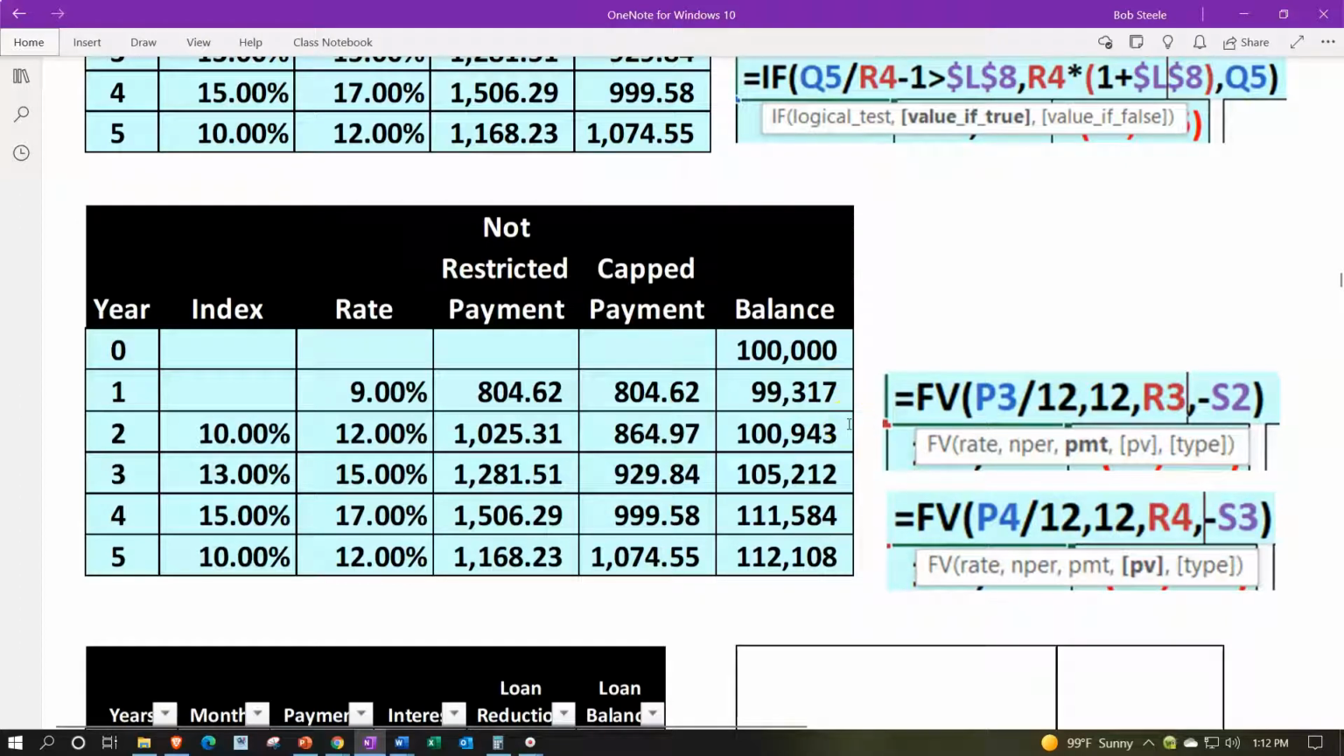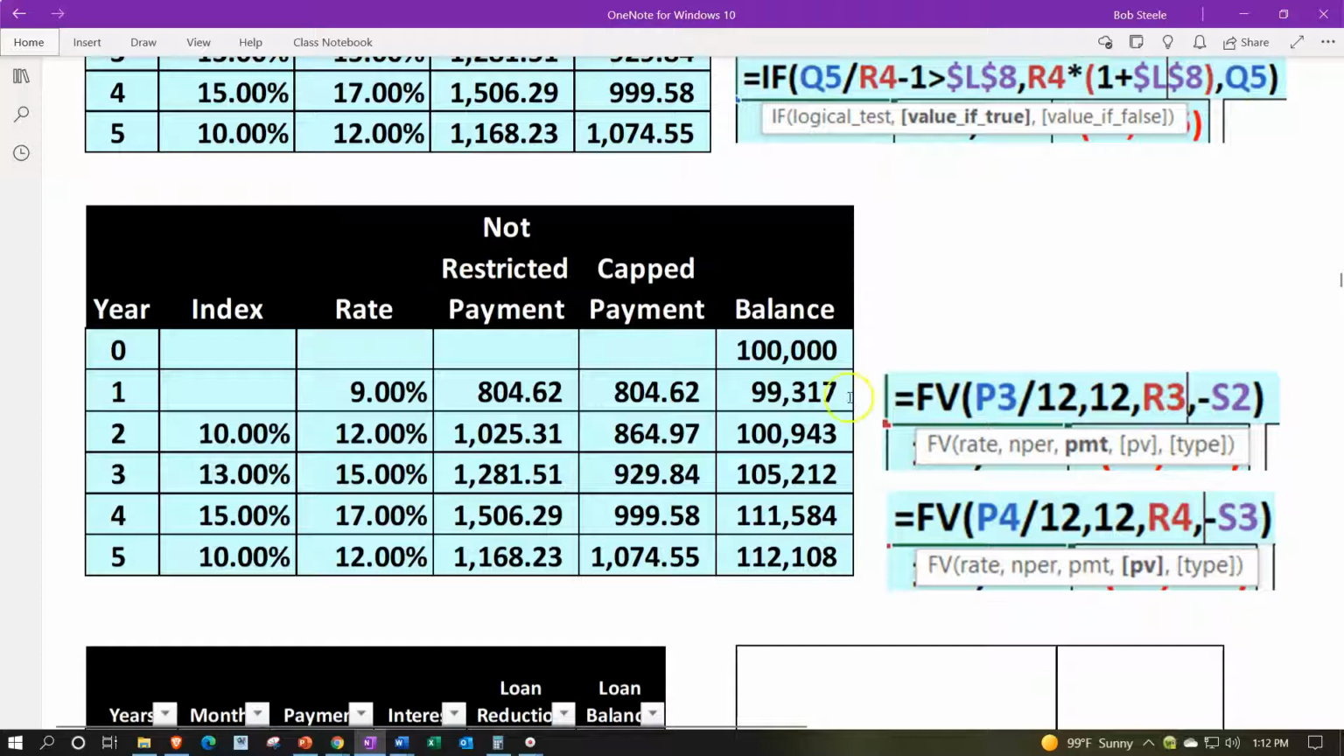If we were to do that again, going from here, the 99,317, and try to calculate the future value, meaning what will the balance be after having a new rate of the 12%, even though we have the 12% rate, we're not using the comparable payment, but rather the capped payment of the 864.97, resulting in the balance actually increasing, a higher balance than we started with. So that's going to be equal to the P4, which would be the rate. That would be the 12% divided by 12, comma, 12 periods or months, 12 months from the prior balance, in other words, comma, the payment is going to be that 864.97, and then comma, the present value negative of the prior balance, the 99,317.